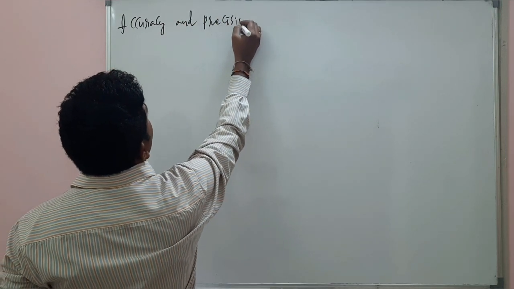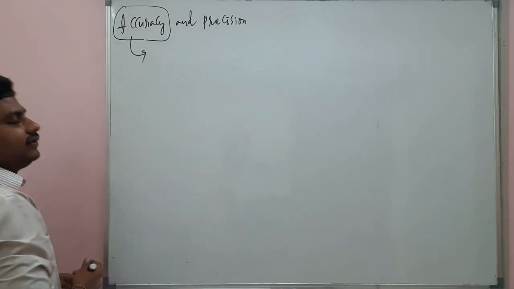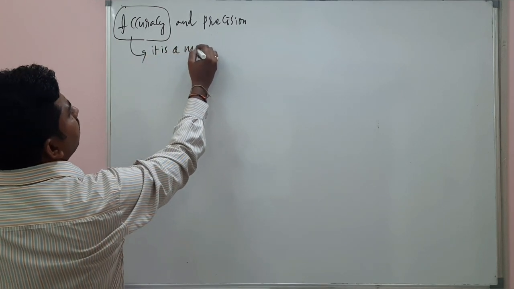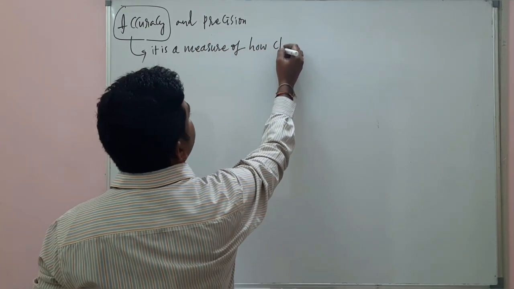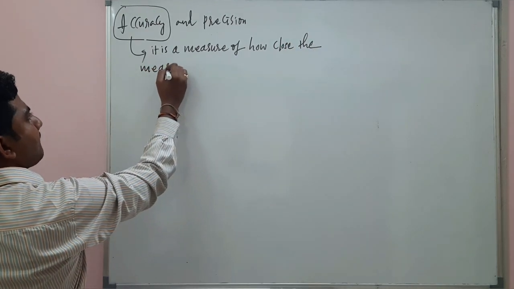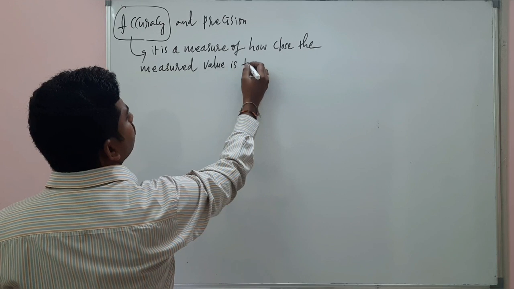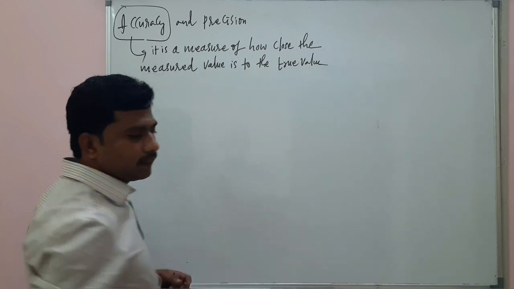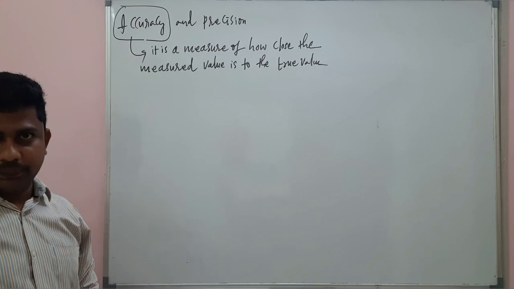So simple. Let me tell you what is accuracy first. Accuracy is a measure of how close the measured value is to the true value. Got the point? How close the measured value is to the true value.